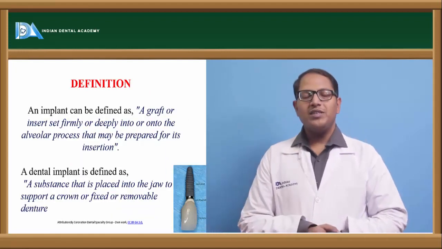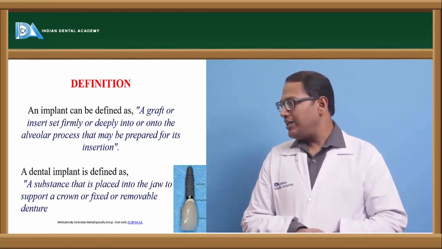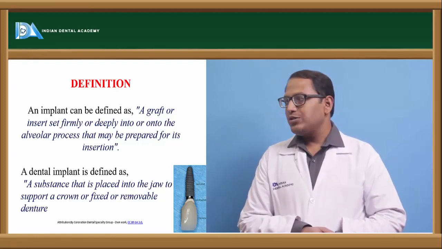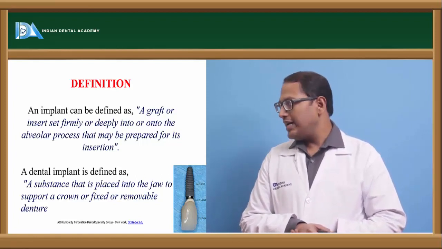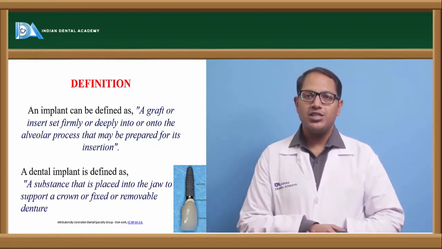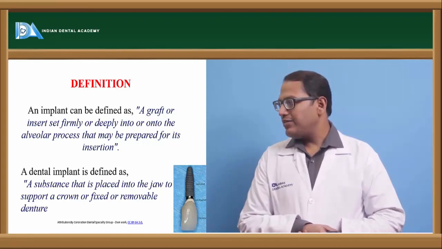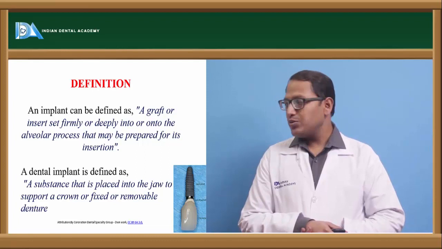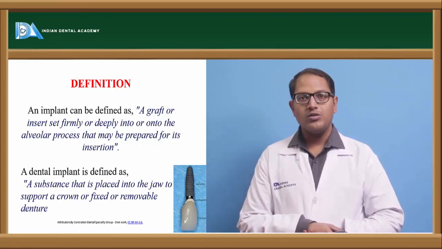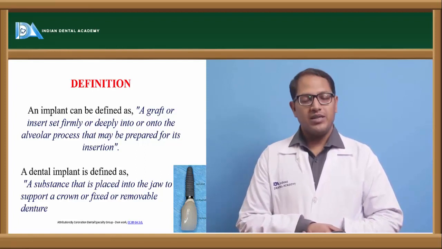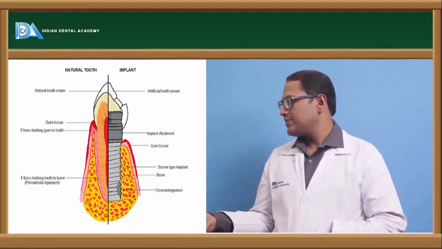So the definition of an implant: it's a graft or any foreign object which is inserted firmly or deeply into the alveolar process that may be prepared for the insertion of the tooth or teeth per se. So a dental implant is a substance that is placed into the oral cavity, the jaw, to support a crown or a fixed partial denture or even, for that matter, removable partial dentures.